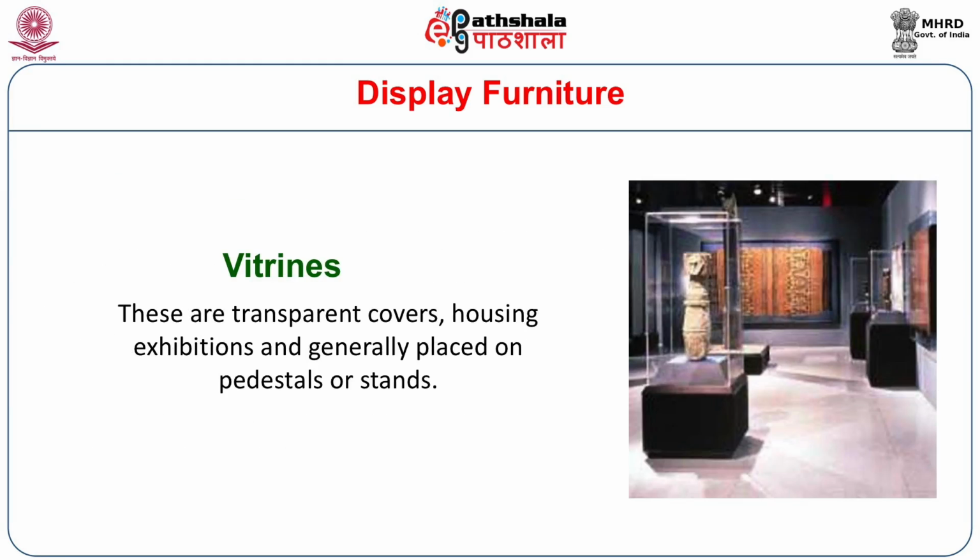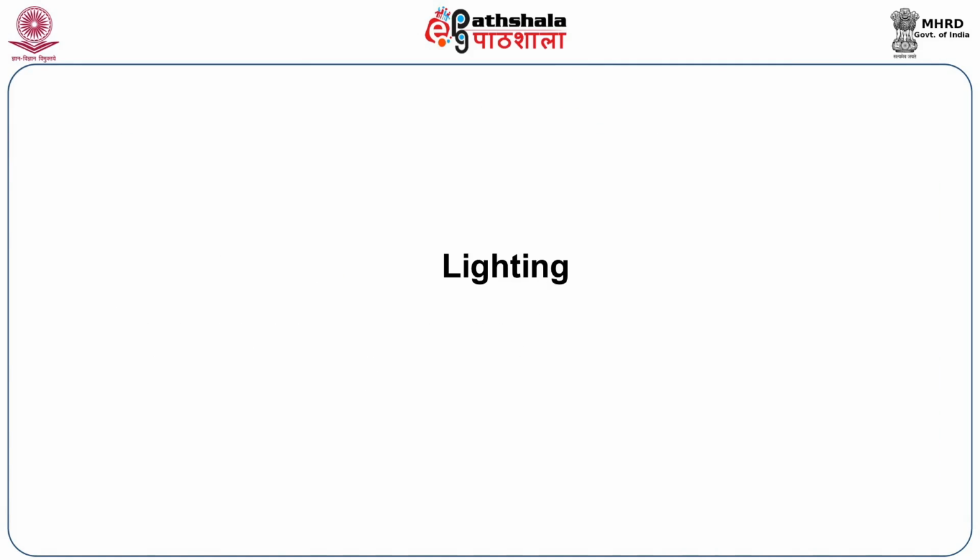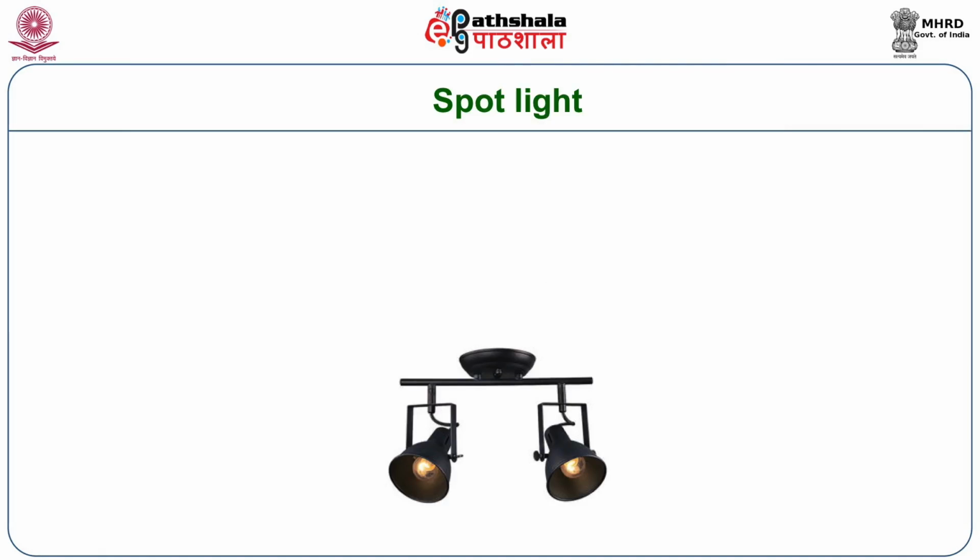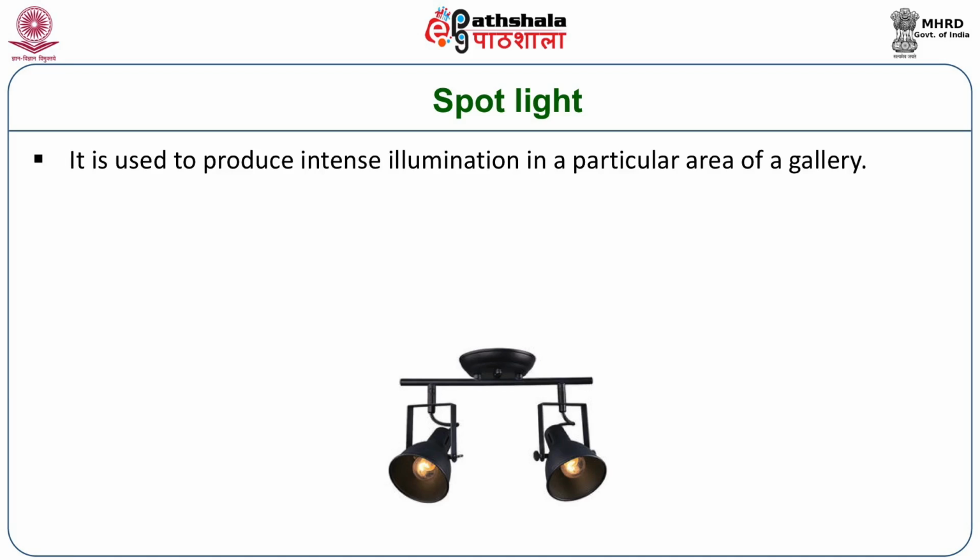Vitrines, these are transparent covers housing exhibits, and generally they are placed on pedestals or stands. There are different types of lighting which are used in the exhibition area or in a museum gallery. Spotlight is of utmost importance. It is used to produce intense illumination in a particular area. In case of showing sculptures, sometimes a spotlight is used in such a way that it reveals the aesthetic beauty or detailing of a sculpture.